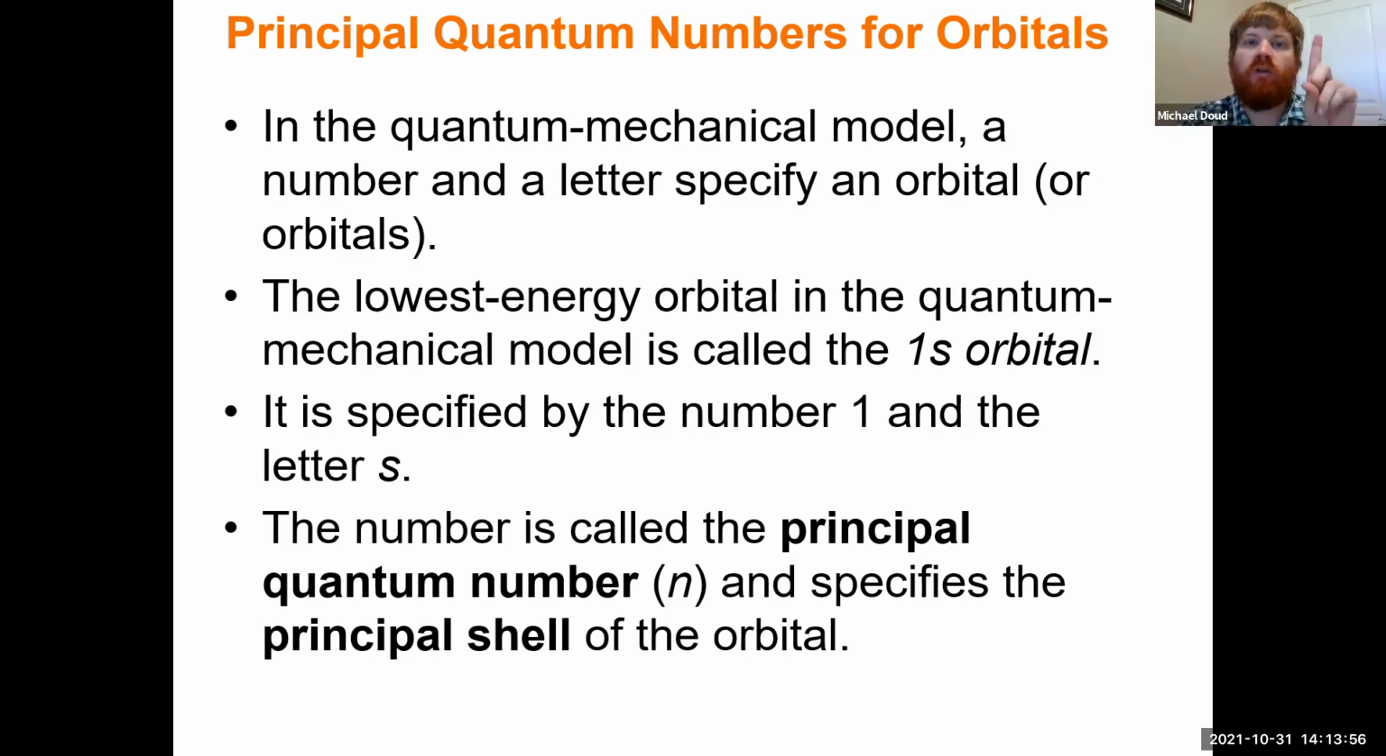The number is what we call the principal quantum number, also known as n. This acts like Bohr's energy levels, so that's why we use n. It's kind of the substitute for what Bohr had as his energy levels. So we've got n equals 1, n equals 2, n equals 3, 4, 5, all of the counting numbers. And this is what we call the principal shell of the orbital.